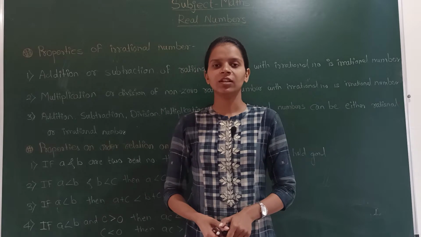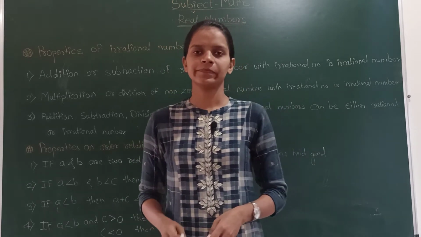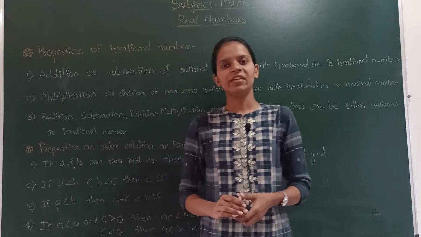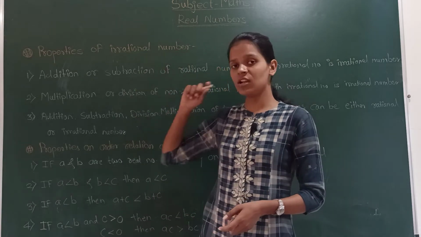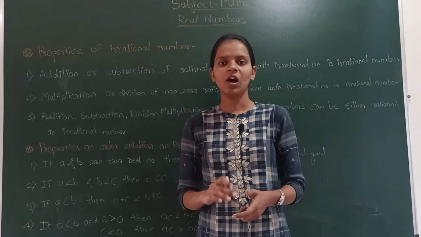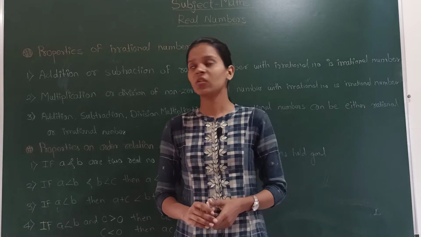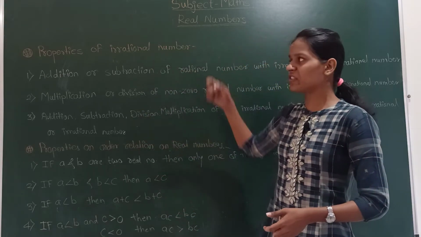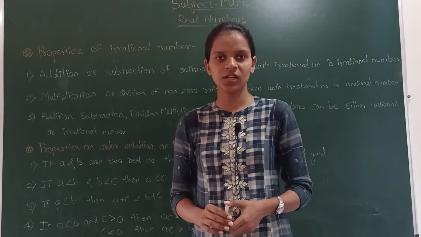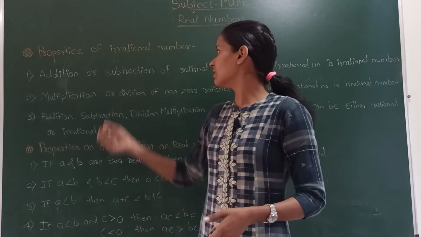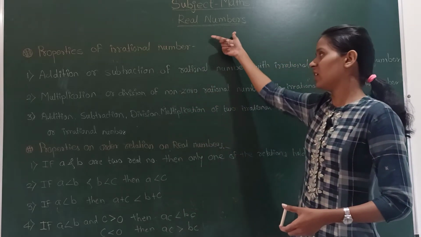We are learning your 9th mathematics chapter, that is real numbers. In this chapter we have studied how to convert the rational numbers into p by q form, or how to write them into decimal form. Today we are going to see the properties of irrational numbers, though we have already seen the properties of rational numbers. The irrational numbers and rational numbers together make the real numbers.